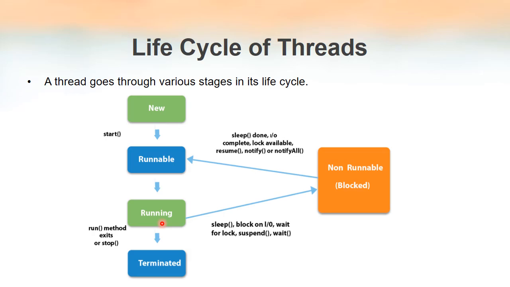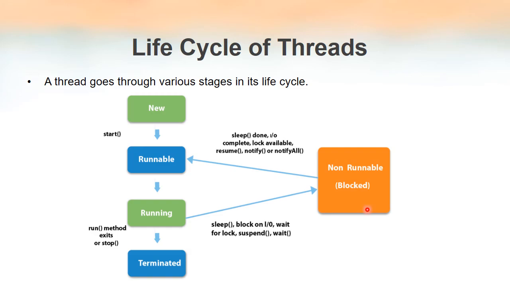Or in another case, we call the sleep, suspend or wait method. We will see what they are, but whenever we call sleep, suspend or wait, or if the thread is waiting for some input data, or for resources like memory or some printer, at that moment the thread will be moved from the running state to the non-runnable or blocked state, because the thread cannot proceed further without getting the input, or until the sleep is over, because we are forcing the thread to sleep for a certain amount of time. So in such cases it will be moved to the blocked state.